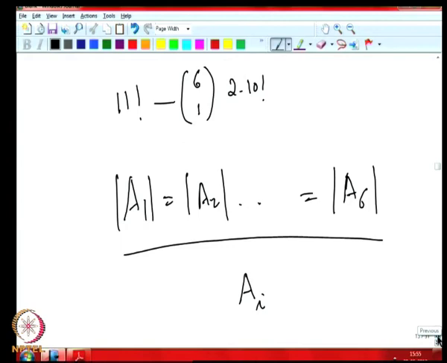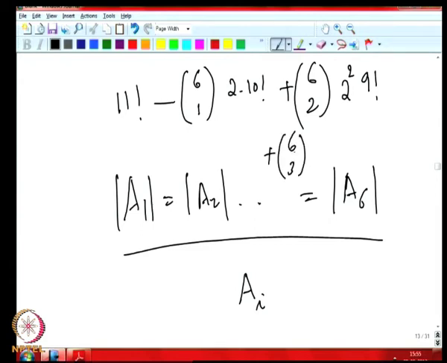Therefore, this corresponds to 6 choose 2, since any 2 couples can be selected, times 2 square into 9 factorial. The next term we can easily see is 6 choose 3 into 8 factorial, because any 3 couples are selected. Why? Because each couple is replaced by one symbol, so from 12 people, 3 are reduced, leaving 9 people, and the circular arrangement will be one fewer. So 9 people are arranged around a circular table in 8 factorial ways.